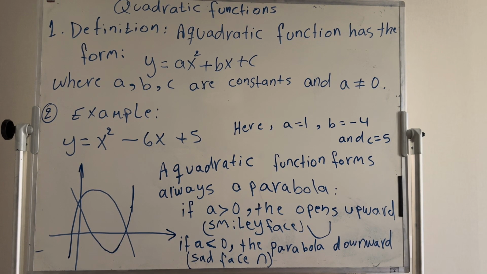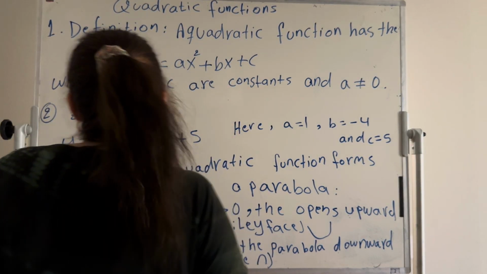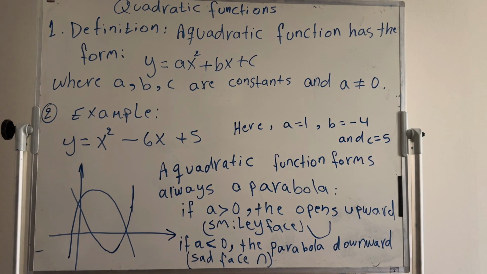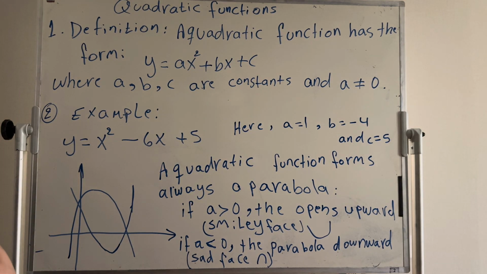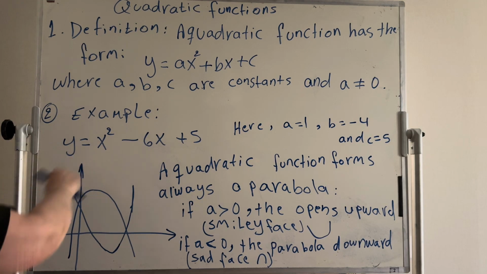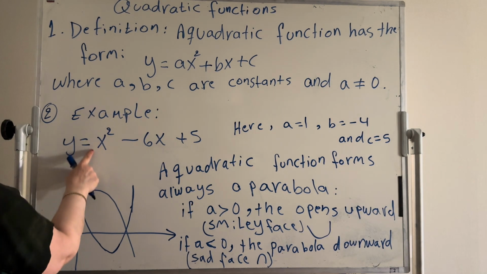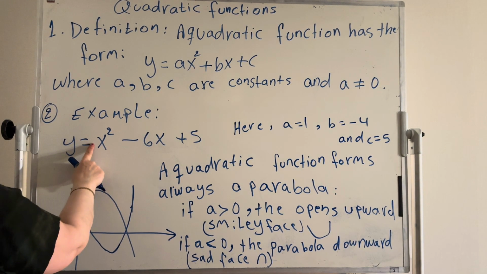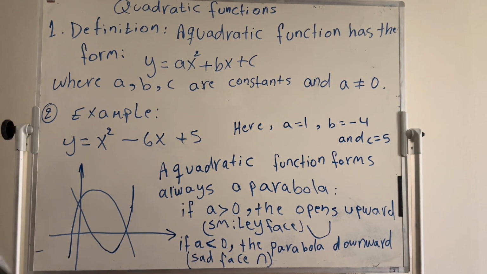The definition of quadratic functions has the form y equals a x power 2 plus b x plus c, where a, b and c are constants and a will not be equal to 0. Example of a quadratic function: y equals x power 2 minus 6x plus 5. The constant a here equals 1, b equals minus 6 and c equals 5.